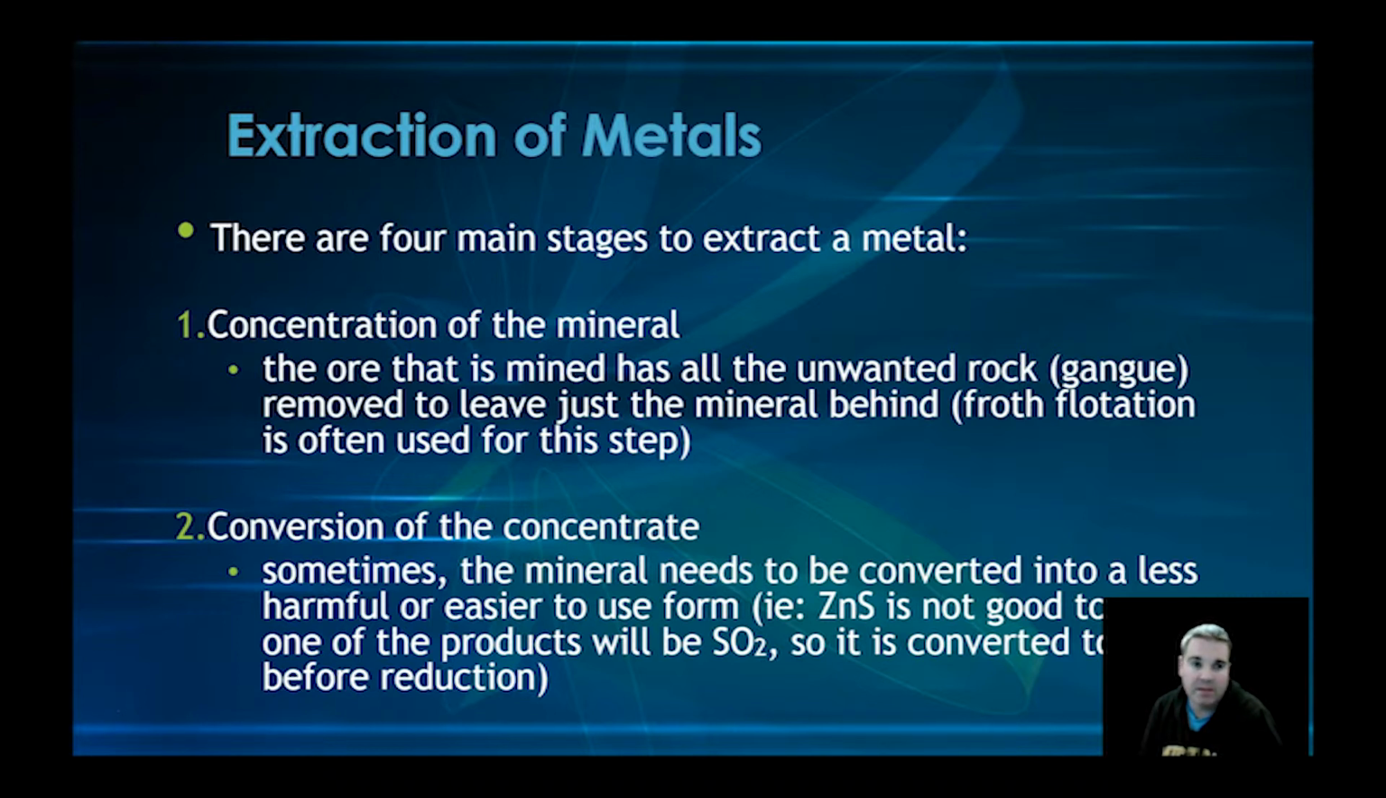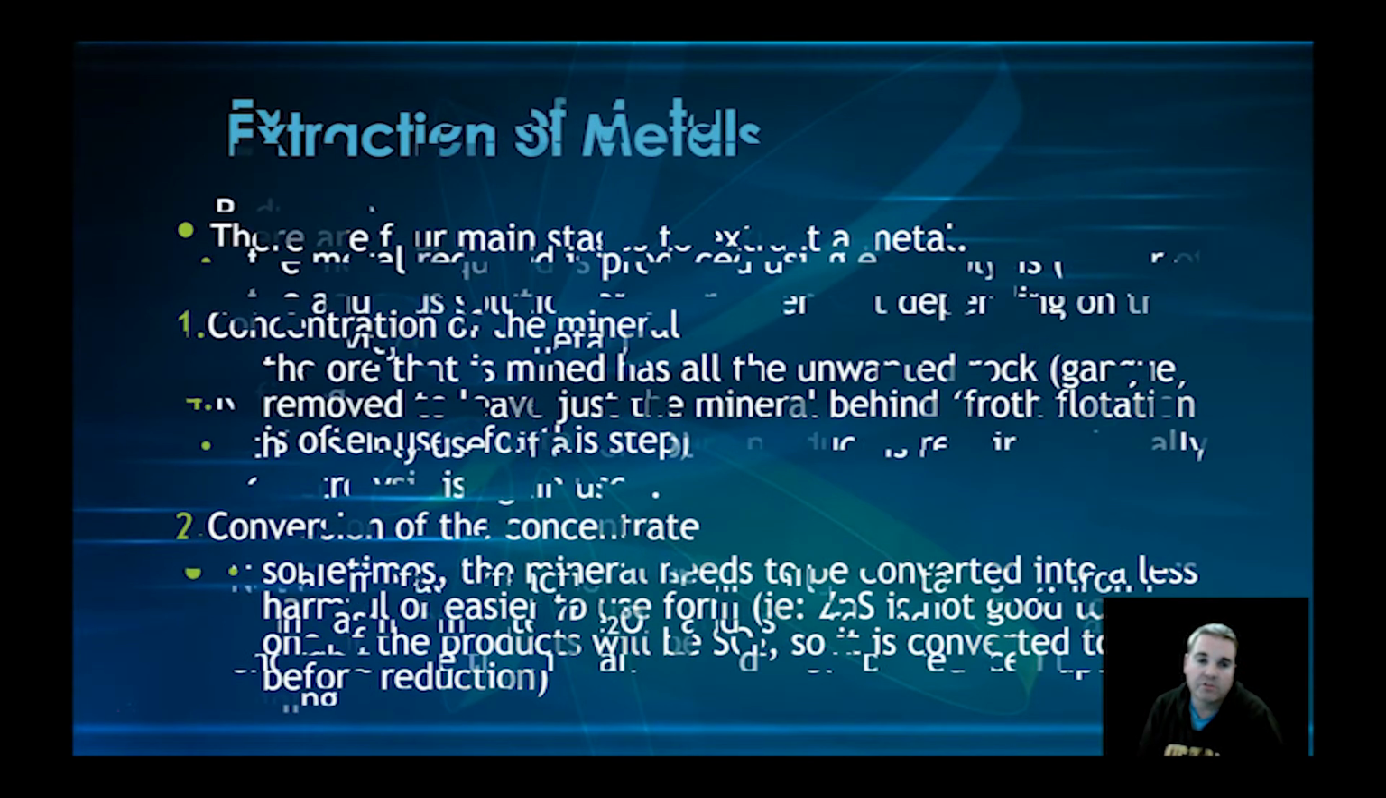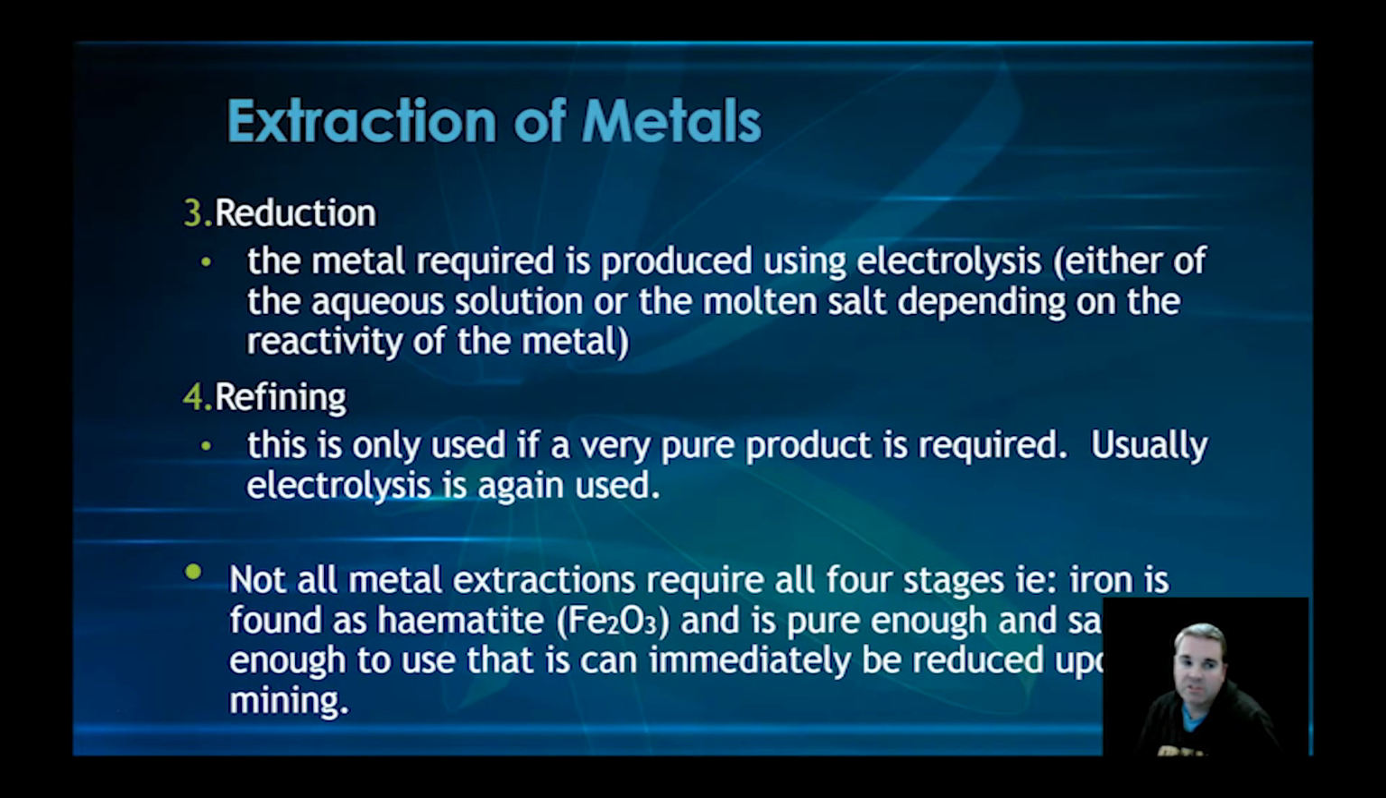So aluminium is a good example. You don't need to concentrate it because it's relatively high in concentration where it is. You don't need to convert it because it's already oxide. And so you go straight to the next step, which is the reduction step. Okay, reduction is the electrolysis. So metals will want to gain electrons, okay, and so they undergo reduction. That'll be at the cathode. So the metals are always produced at the cathode.